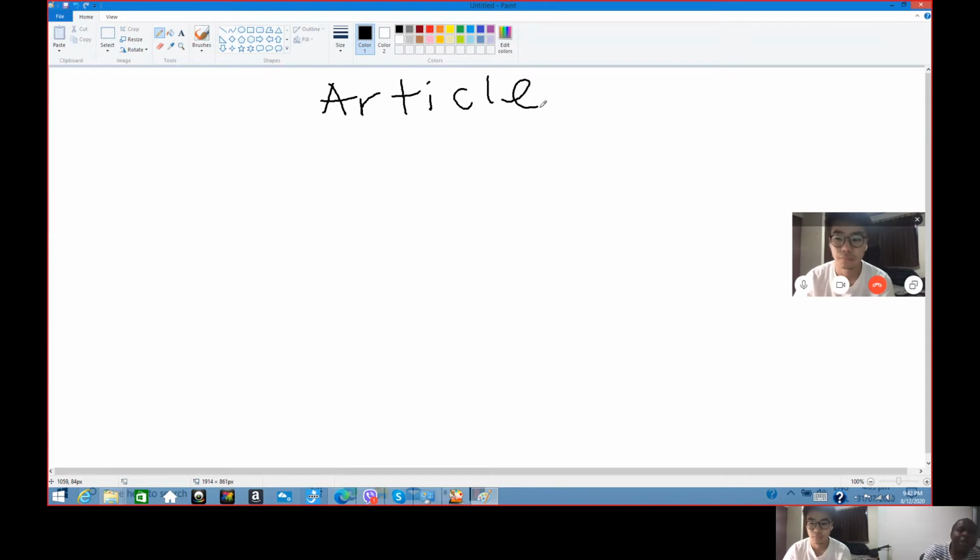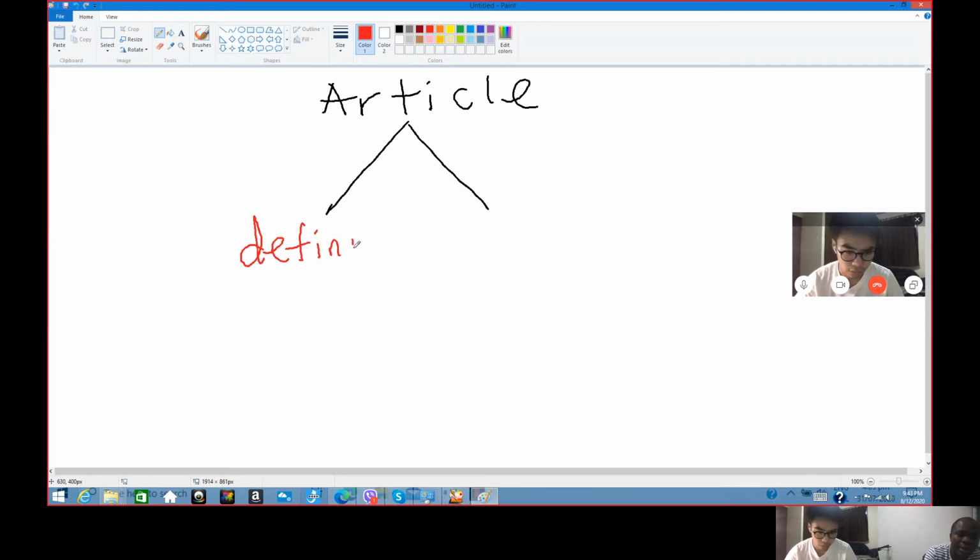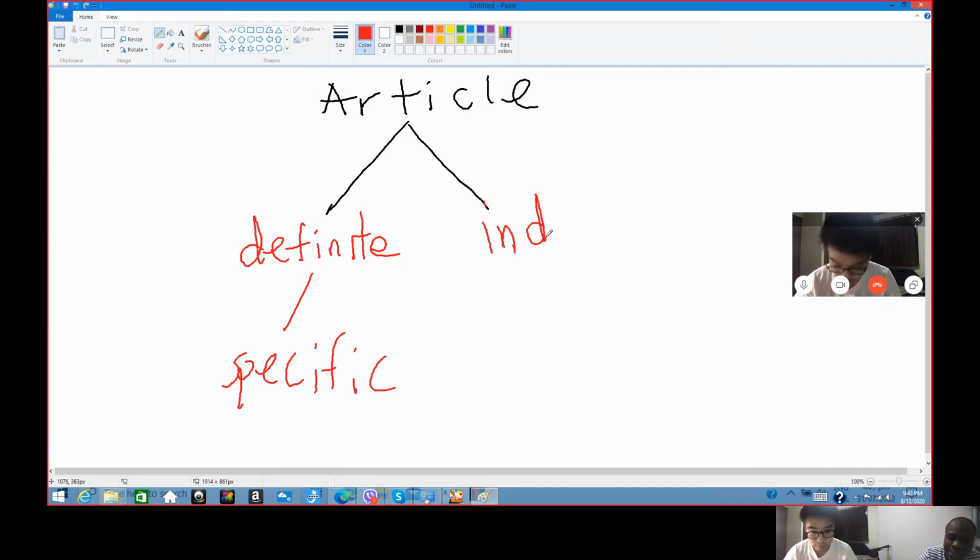In English grammar, basically we have two types of articles. This is a very simple topic. We did this when I was in class 4. So we have definite articles. Definite means that it tells you a specific thing. So definite article, or like I say, specific article. Then we have indefinite article.